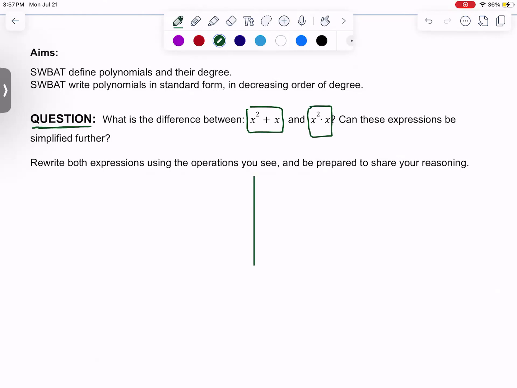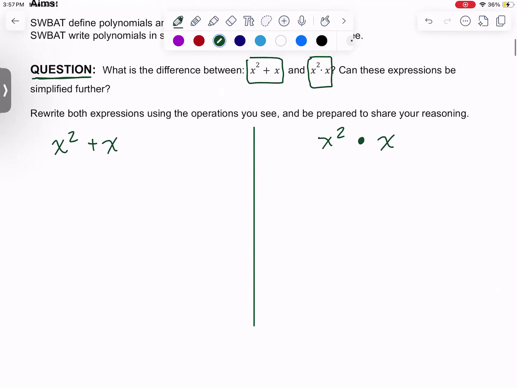So let's split the workspace in half. x squared plus x, and then x squared times x. We're going to use the multiplication dot instead of the times sign because it looks like x. What do we know about exponents, x to the power of 2? Well, we know that exponents are used for multiplication, x times x. So that first one would be x times x plus x. And the second one would be x times x times x.